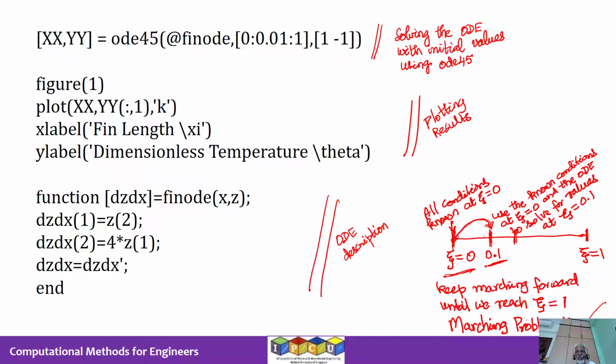Whereas the boundary value problem was a fill-in-the-blanks problem. We are not able to march like this. So we have to assemble all the equations there and solve them simultaneously. So initial value problems can be solved using a sequential approach, whereas boundary value problems can be solved using a simultaneous approach. That is how it is typically done.